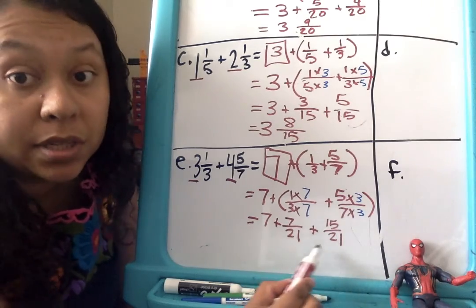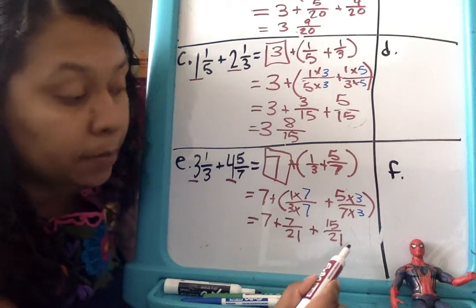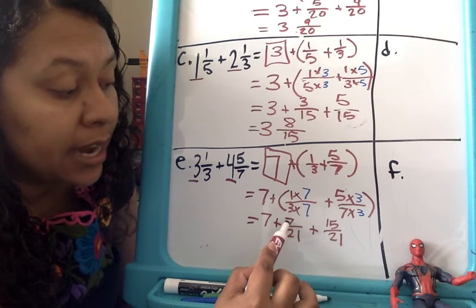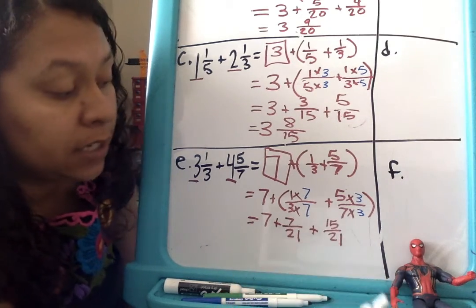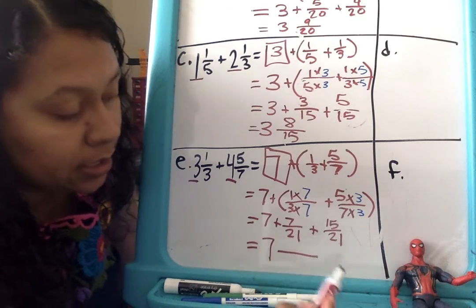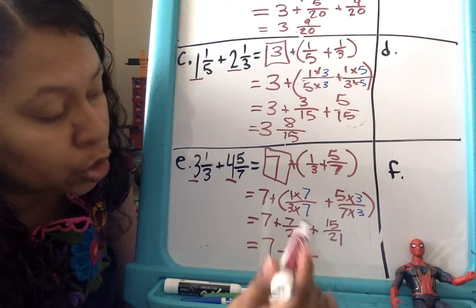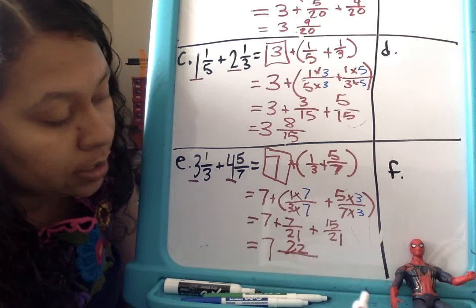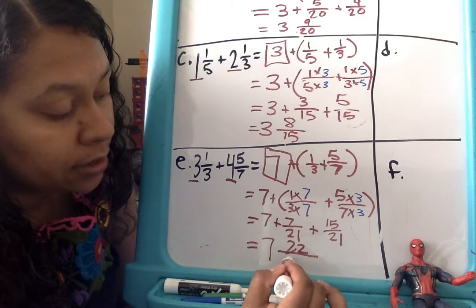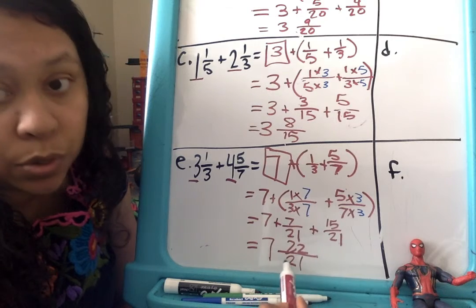Now we have common units. Our denominators are the same. Our pieces are the same. Our sizes are the same. So now we can add 7 pieces plus 15 pieces. So let's write that down here. So 7 wholes, and so 15 plus 7 equals 22 pieces, and then it's out of 21s. So we have 7 and 22 21s.